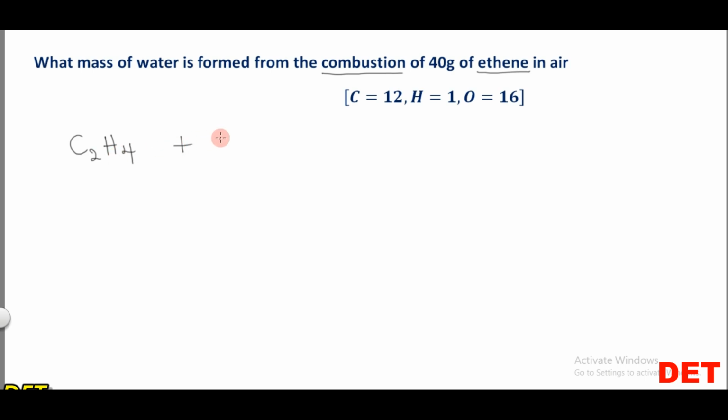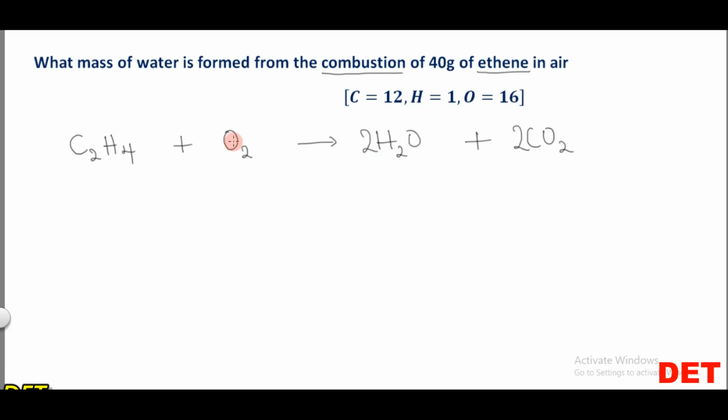So when ethene reacts with oxygen, O2, what will be formed? When ethene burns in oxygen, water and carbon dioxide are formed. Water is H2O, carbon dioxide is CO2. So the next thing is now to balance this equation. We have 2 carbon here. There is only 1 carbon here, so I will put 2 here to make the equation balanced. We have 4 hydrogen here. We have just 2 hydrogen here, so I'll put 2 here to make the equation balanced.